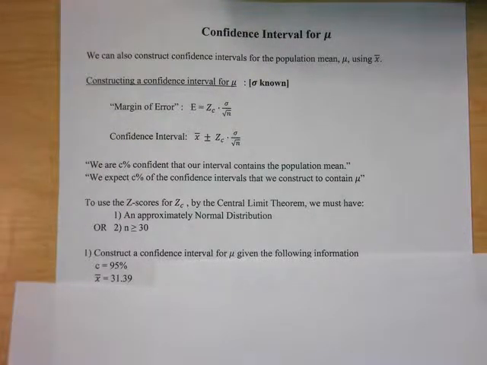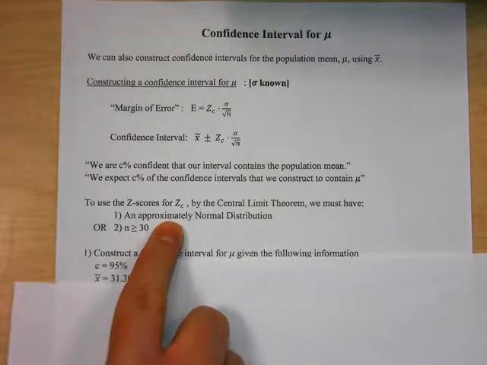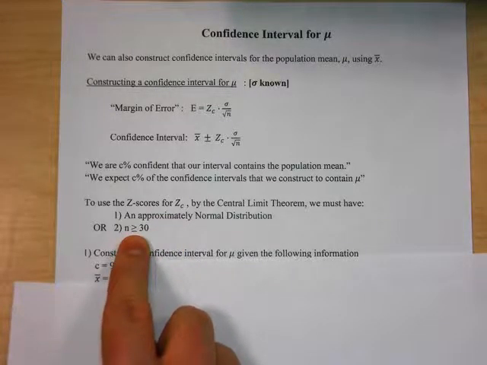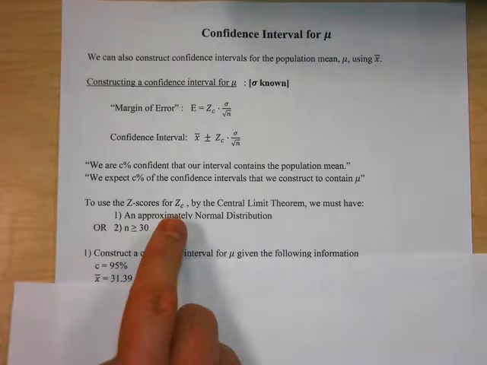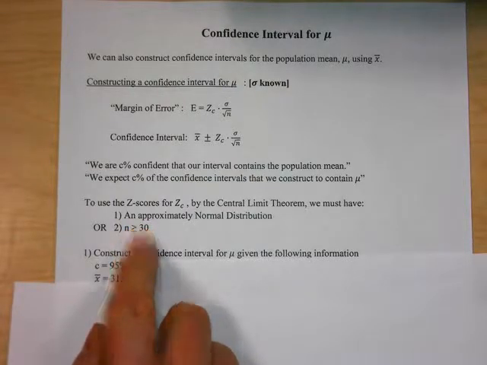To use the z-scores for z sub c by the central limit theorem, we must have either an approximately normal distribution to start with, or we need a large enough sample size. The general stipulation is that the sample size is greater than or equal to 30. So again, in order to use this whole idea, we have to make sure we have a normal distribution to start with, or a large enough sample size.